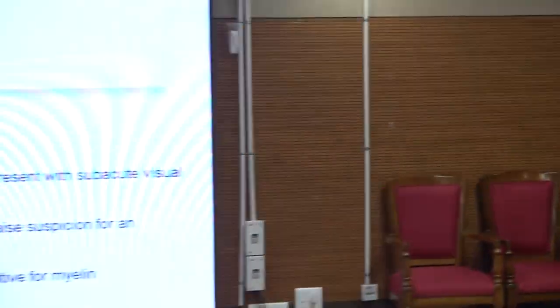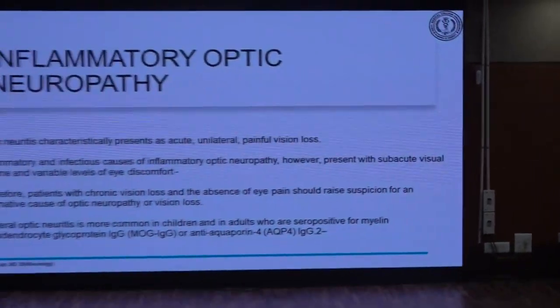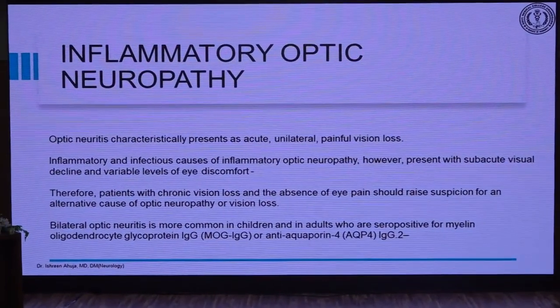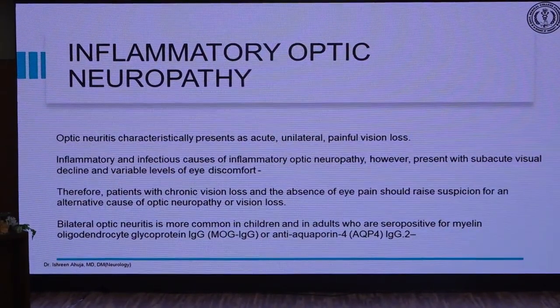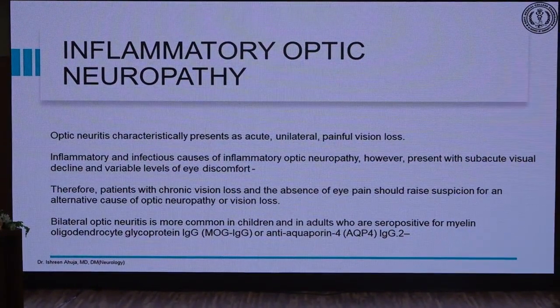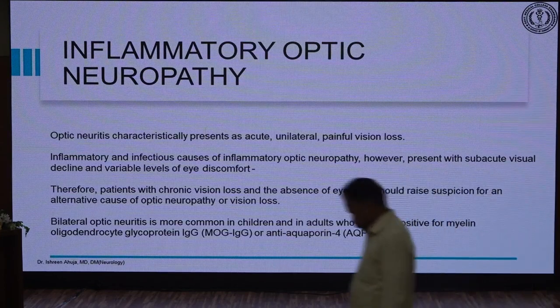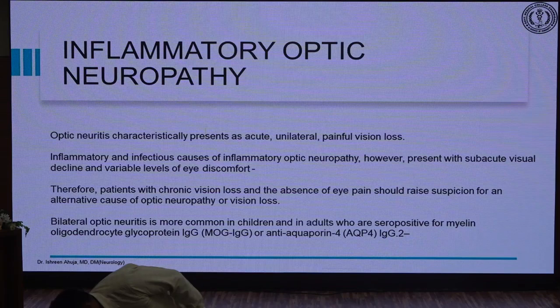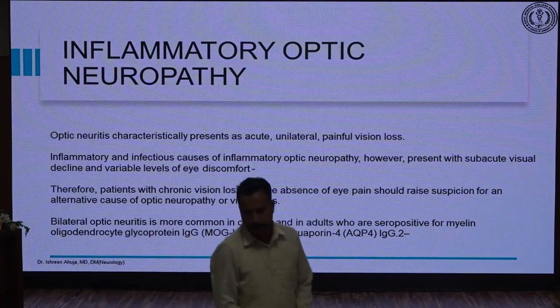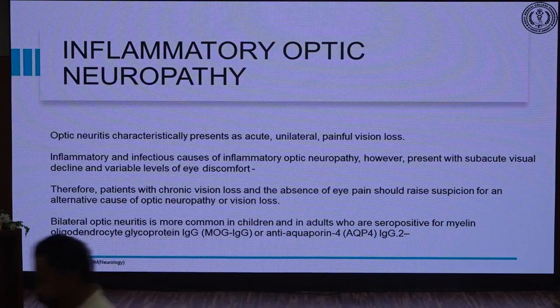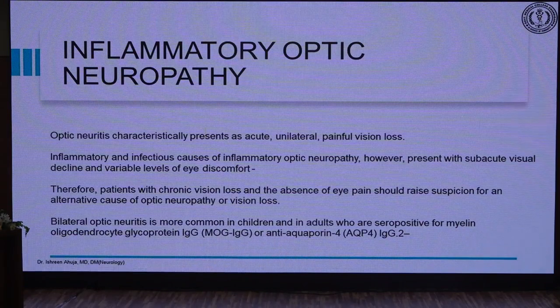As we all know, optic neuritis can present unilaterally as well as bilaterally with acute painful visual loss. Inflammatory and infectious causes of inflammatory optic neuropathy, however, present with subacute visual loss, sometimes accompanied by pain and sometimes painless. Therefore, in all patients with chronic vision loss, an absence of eye pain should raise a suspicion for an alternative cause of optic neuropathy or vision loss.